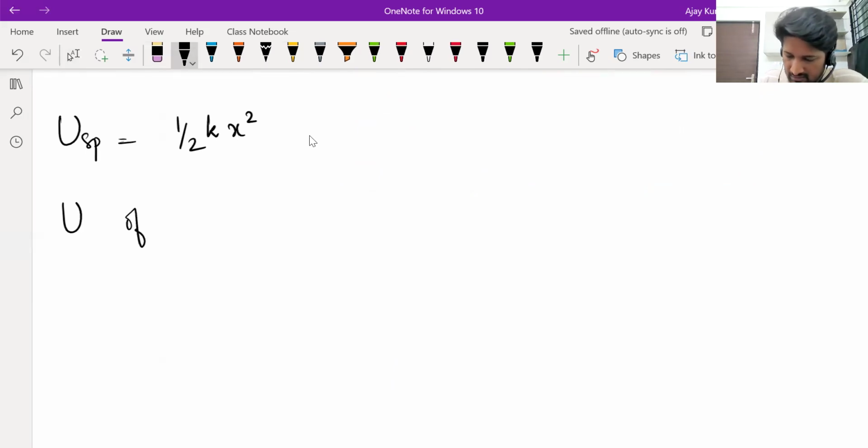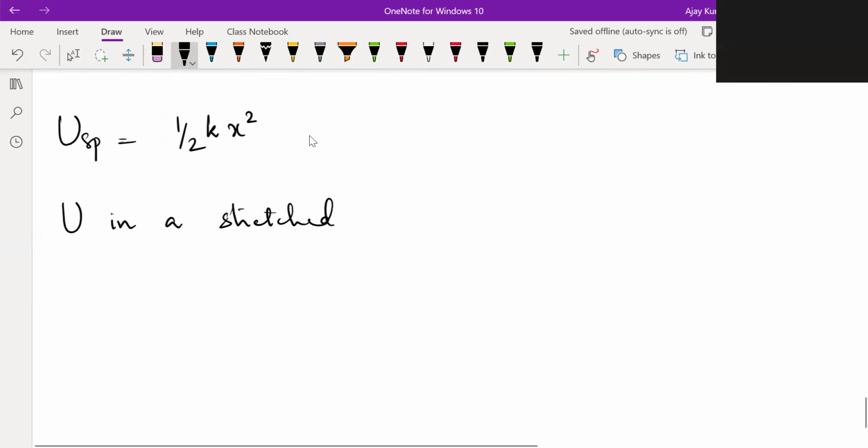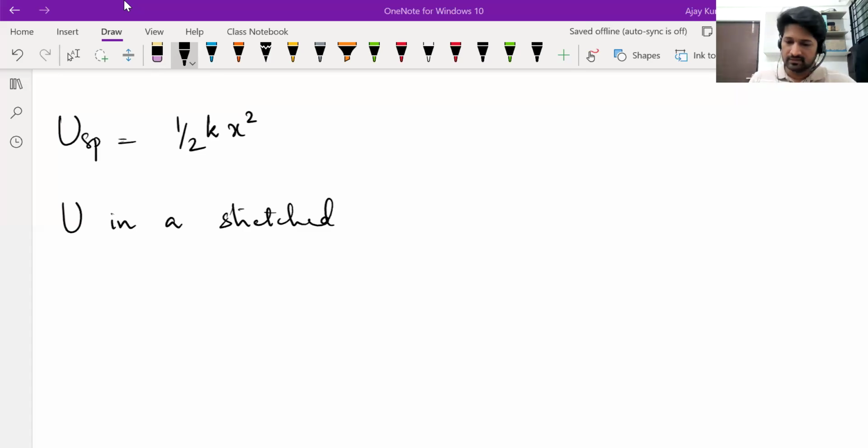Potential energy in a stretched wire. So, a stretched wire behaves similar to a stretched spring. If a spring can store potential energy in it, a stretched wire also can store some potential energy in it as long as it is within the proportionality limit.